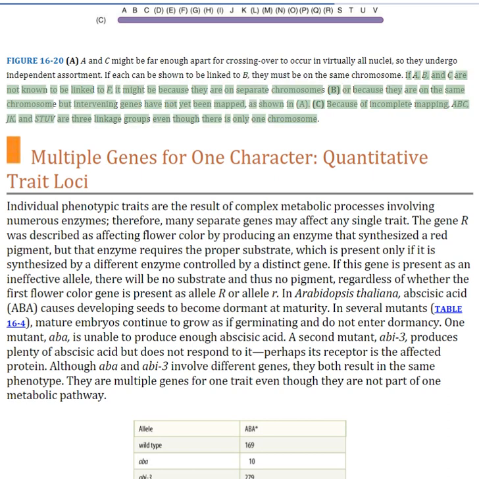If A, B, and C are not known to be linked to F, it might be because they are on separate chromosomes or because they are on the same chromosome but intervening genes have not yet been mapped, as shown in the figure. Because of incomplete mapping, ABC, JK, and STUV are 3 linkage groups even though there is only 1 chromosome.